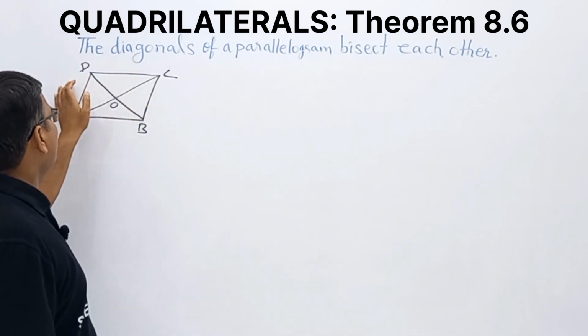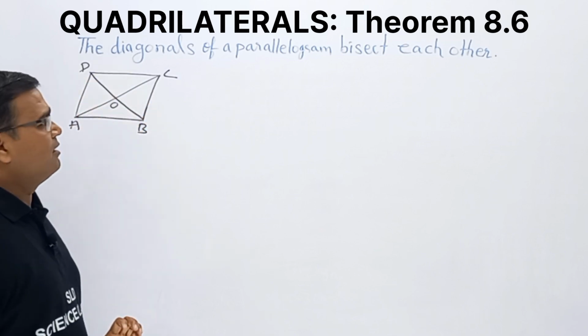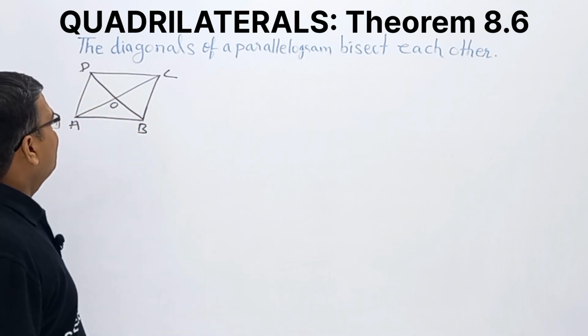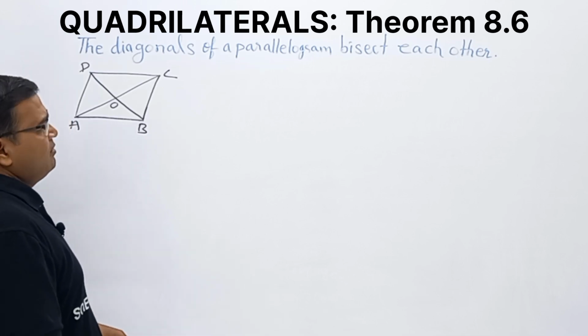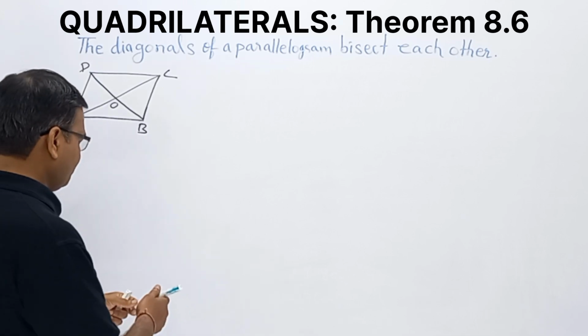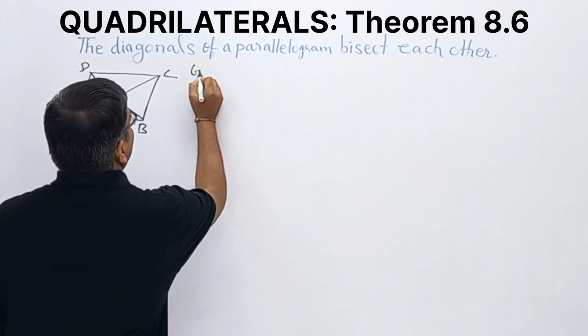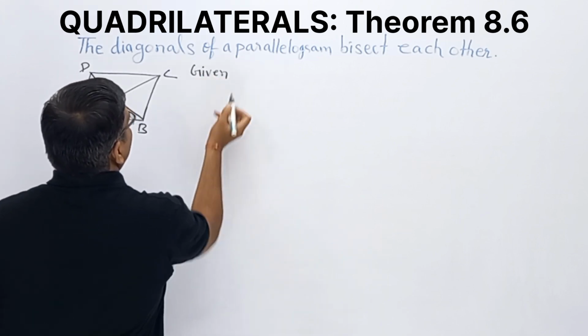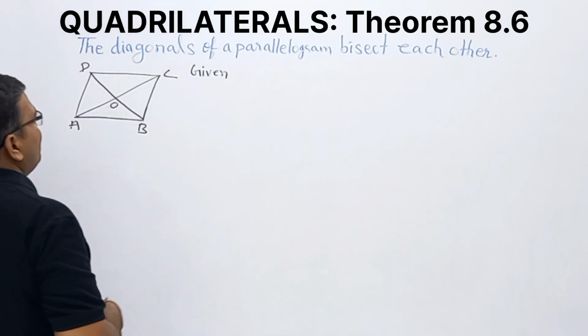And in a parallelogram, opposite sides are equal and parallel. Clear? So first we will write the given things, then we will prove. Observe, what things are given? First I am writing those things.